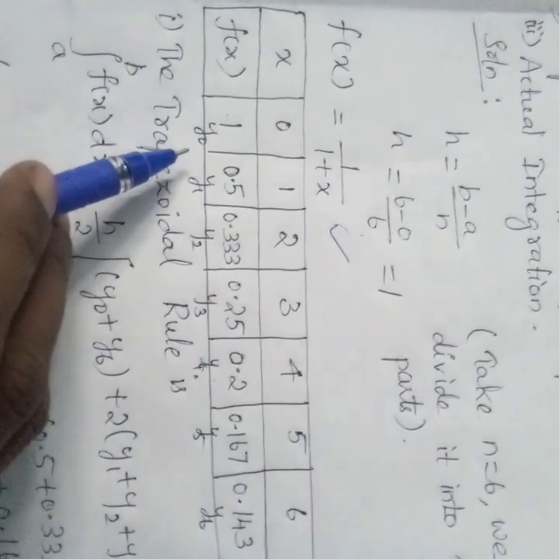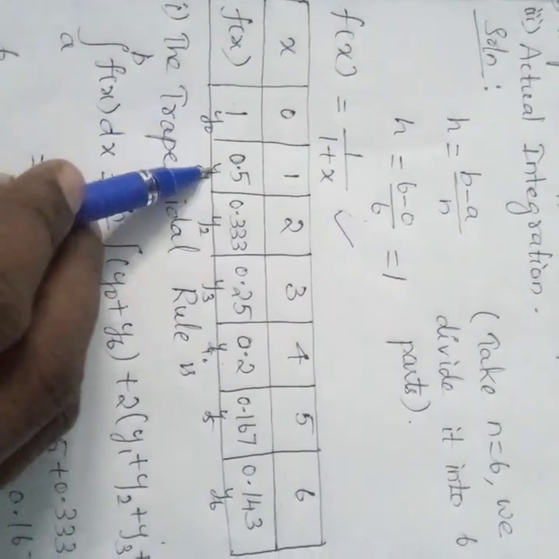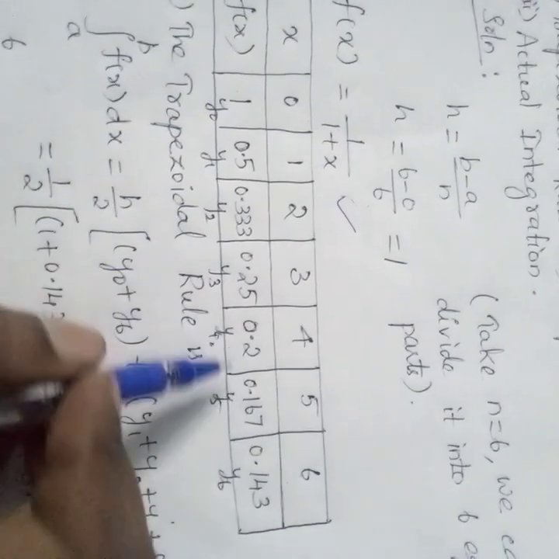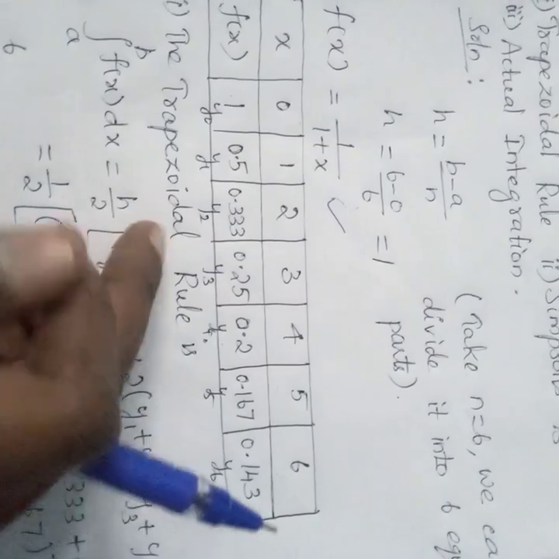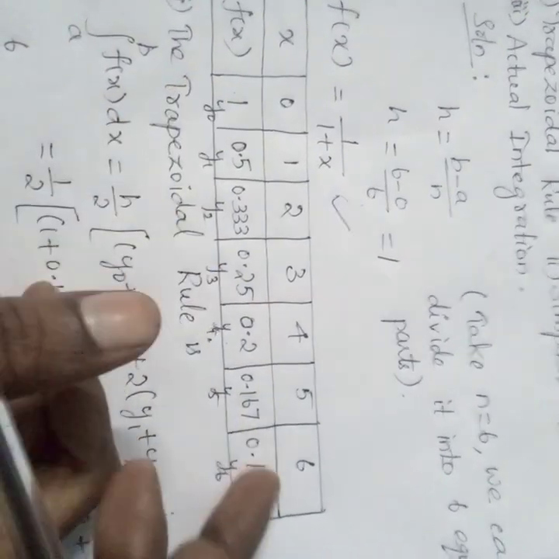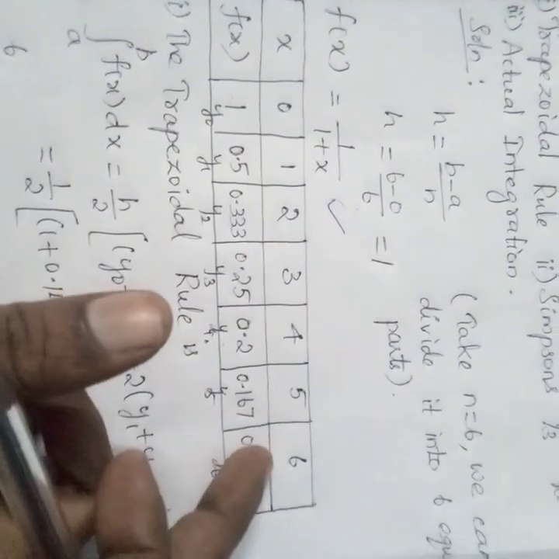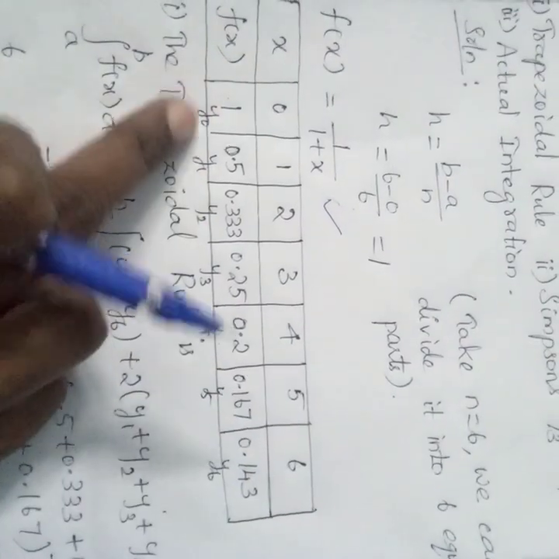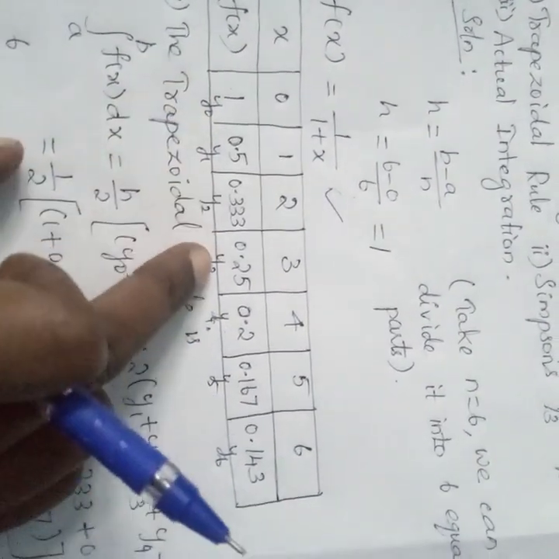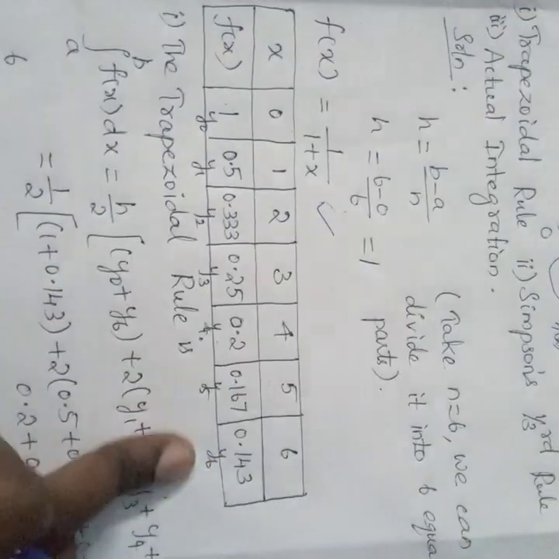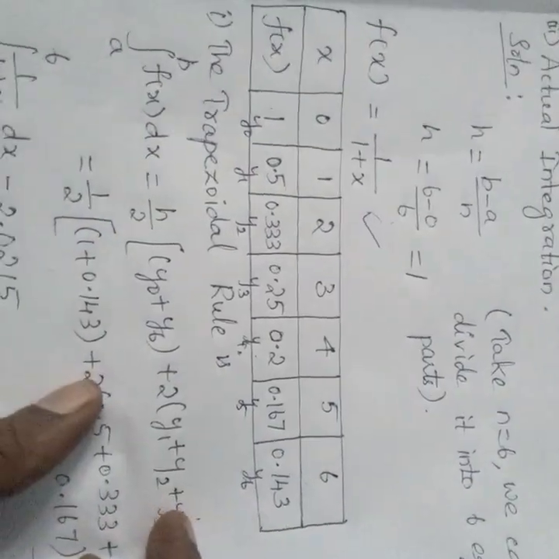Now take this as y0, y1, y2, y3, y4, y5, y6. Okay. So we have 6, that means we have 7 values. 0 to 6 means we have 7 values, but 6 equally spaced intervals: 1, 2, 3, 4, 5, 6. Okay, 0 to 6 interval.